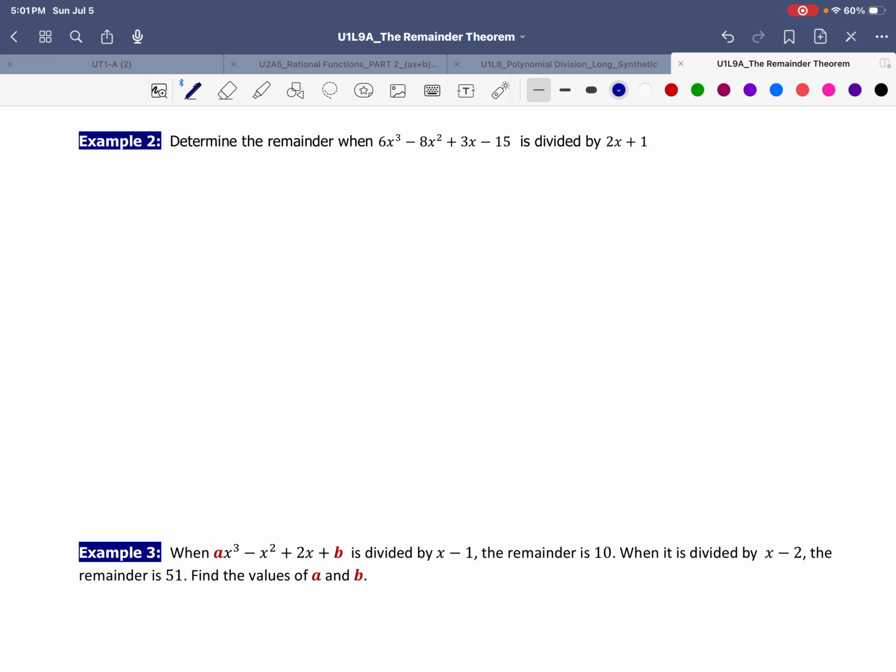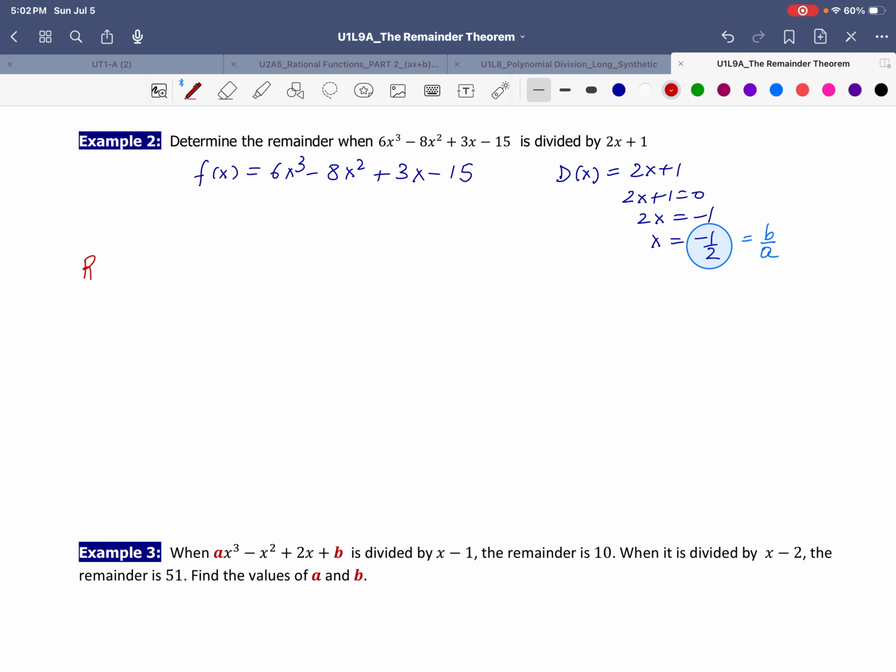So this is our f of x, 6x cubed minus 8x squared plus 3x minus 15. The divisor is 2x plus 1. So what we do is we determine the 0 of the divisor, which is at negative 1 over 2. Now this is going to be sort of our b over a value. So that's our b over a. So we'll say that the remainder will equal the value of the function at negative 1 over 2.